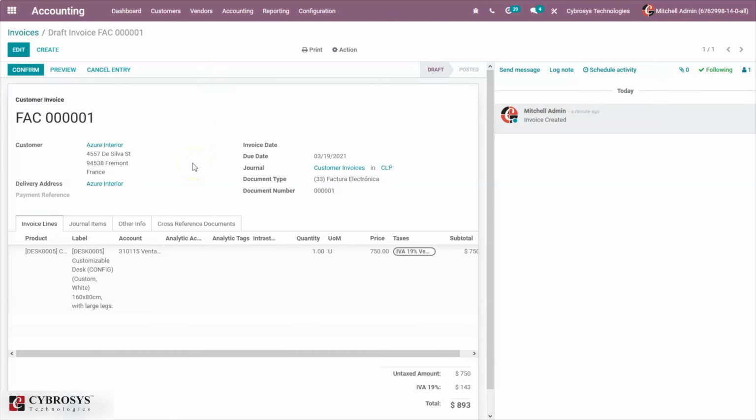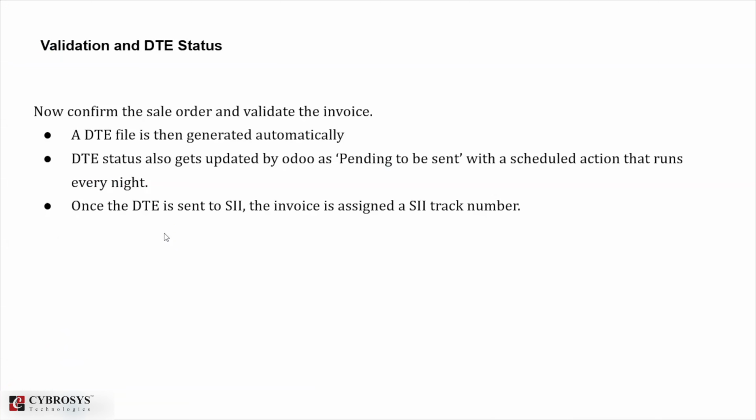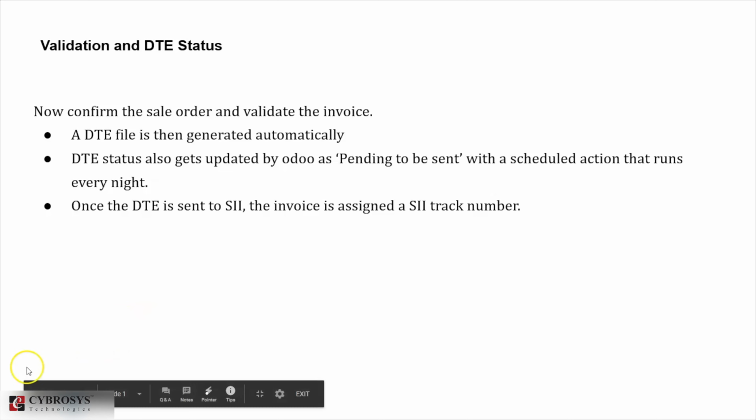Okay, so you can create a sale order, confirm the sale order, and create an invoice and confirm the invoice. So a DTE file will be generated automatically and added to the chatter. And this DTE status also gets updated by Odoo as pending to be sent, with a scheduled action that runs every night. So we can also force it to run from settings.